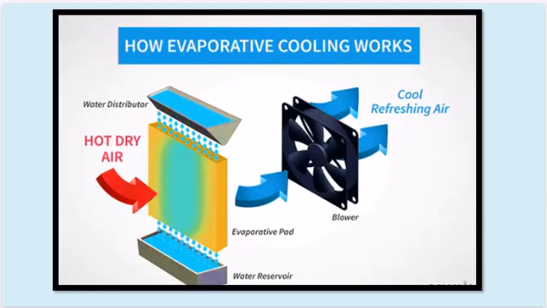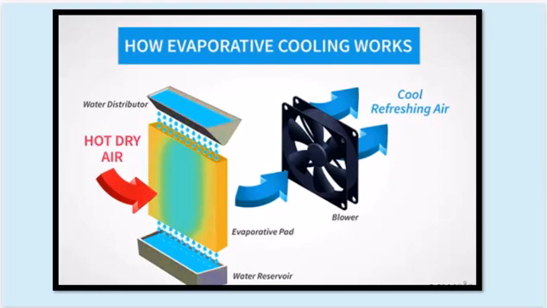In this system, hot, dry air is drawn into the unit. The air passes through a wet evaporative pad, where water is distributed. As the hot, dry air comes into contact with the wet pad, some of the water evaporates, absorbing heat from the air and lowering its temperature. The cooled air is then blown out of the unit, providing a refreshing breeze.